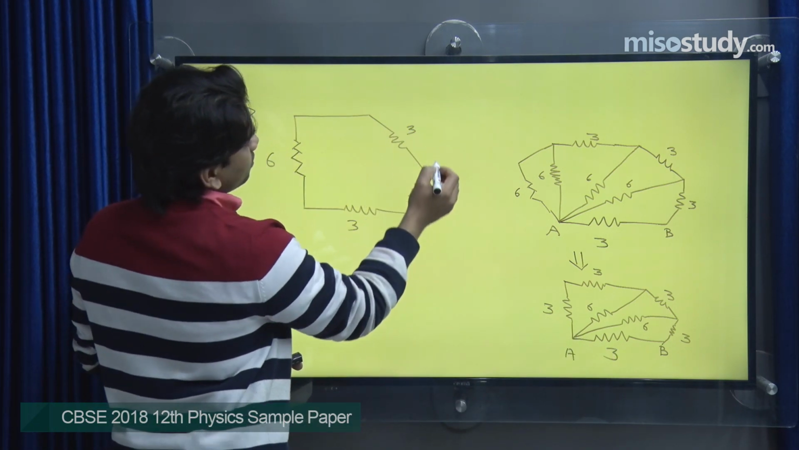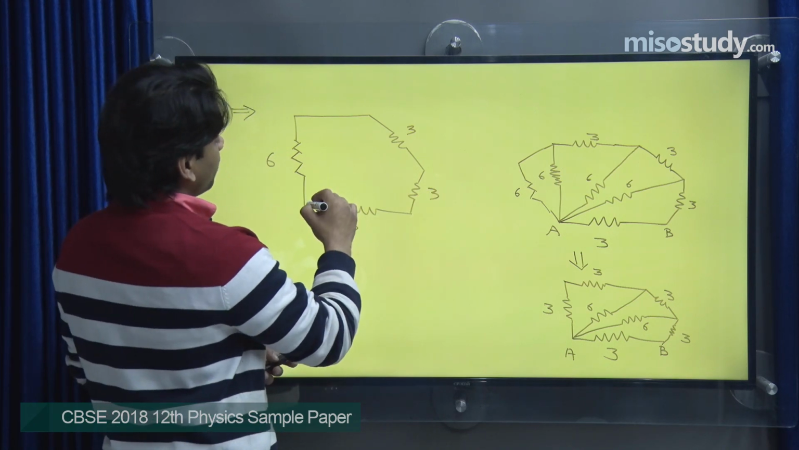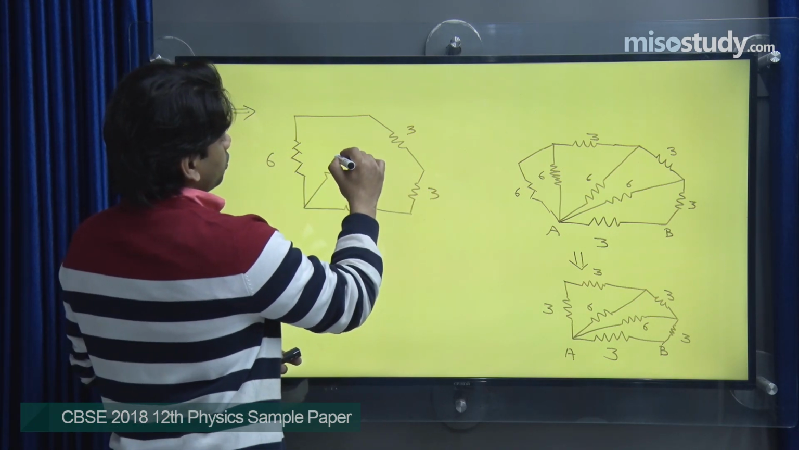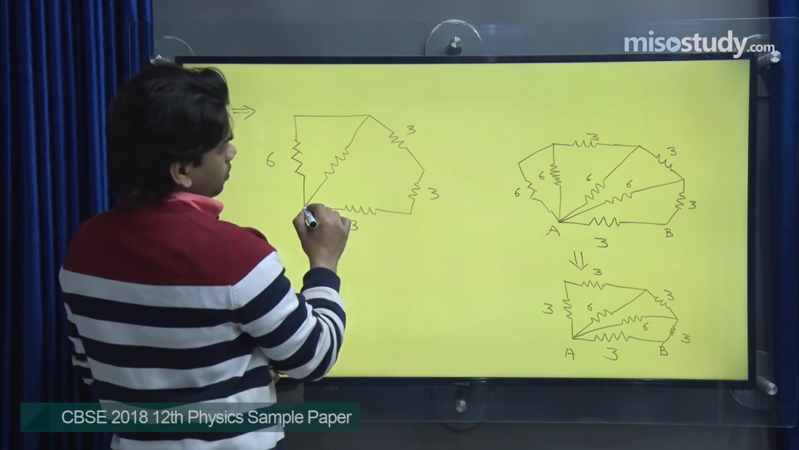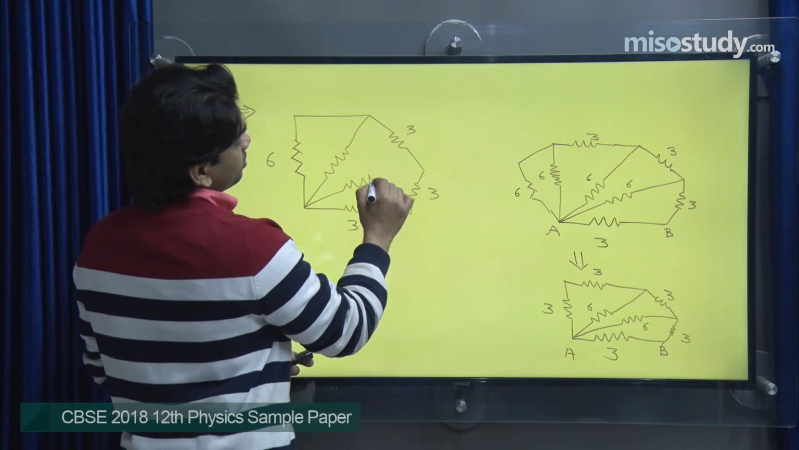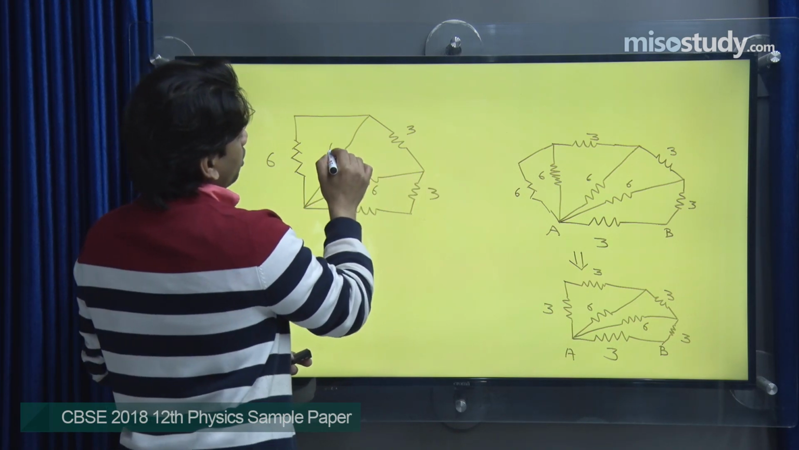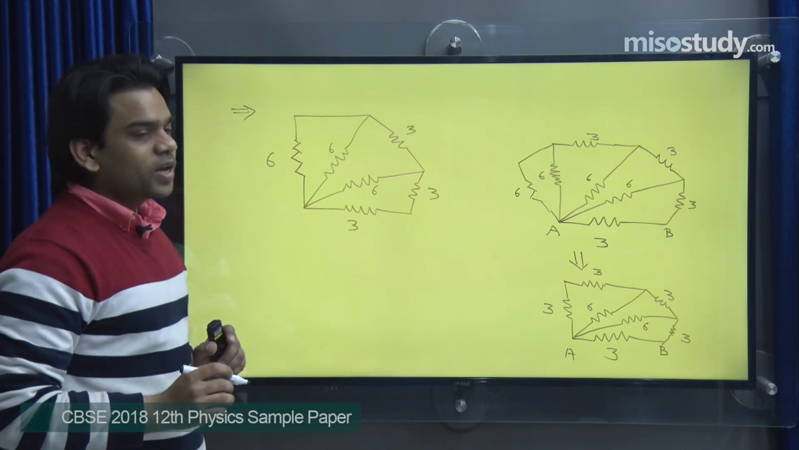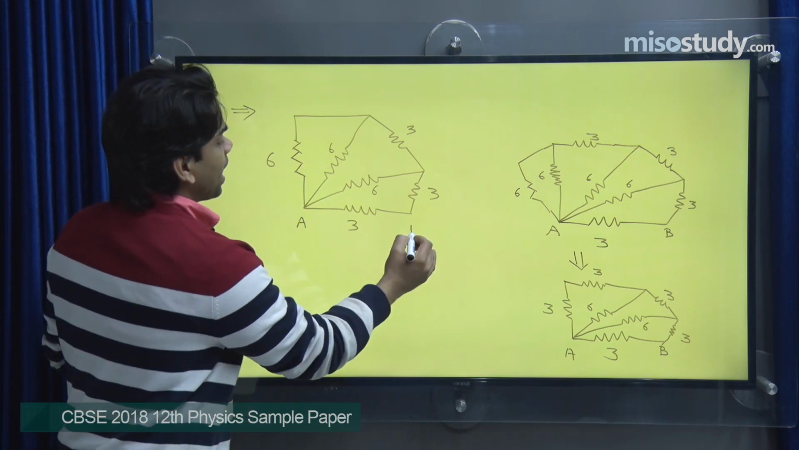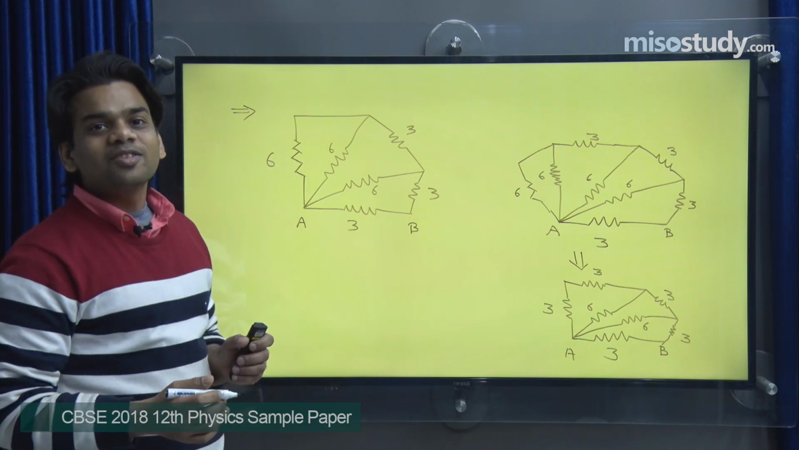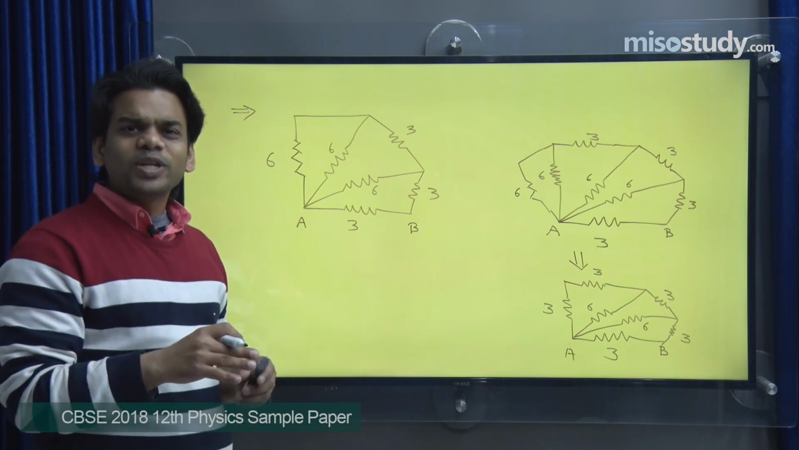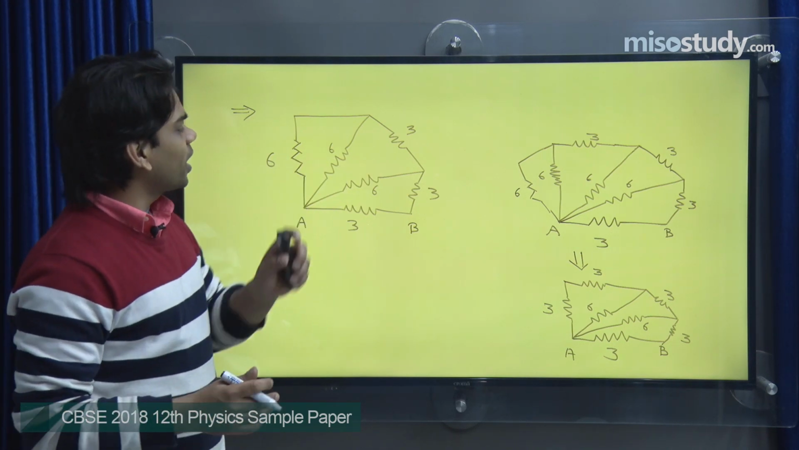Next, all resistances are given in ohm, so I am not marking the units. Now again you see this 6 and 6 will be connected in parallel. Take their equivalent, that will be 6 by 2, that is 3 ohm. So 3 ohm again will be in series.